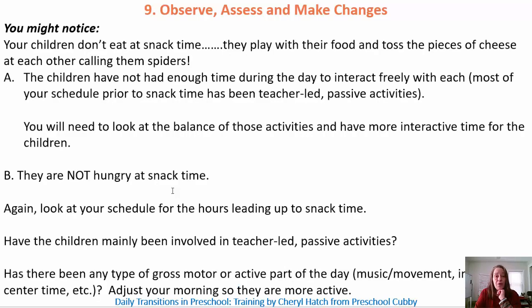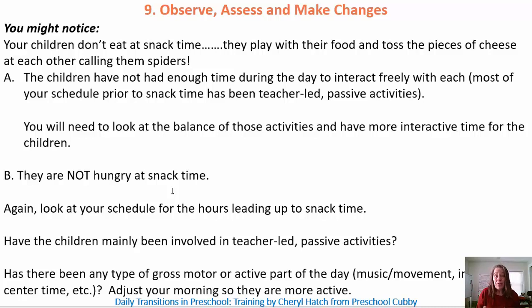You might notice that your children don't eat snack. They're playing with their food. They toss a piece of cheese at each other. They say, look, here comes a spider. My cheese is a spider, especially if it's string cheese. So maybe your children have not had enough time during the day to interact freely. Most of your schedule prior to snack might have been teacher-led, or very passive activities, so now they've got a lot of energy. Just take a look at that and see what might be causing this behavior.